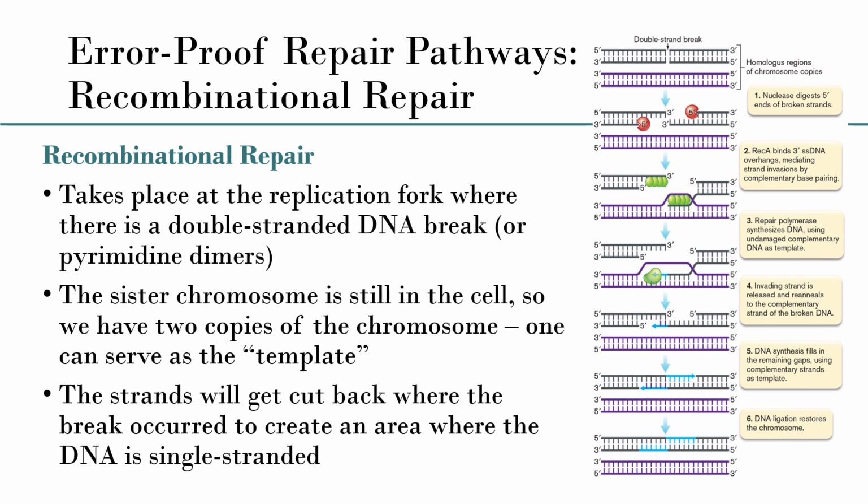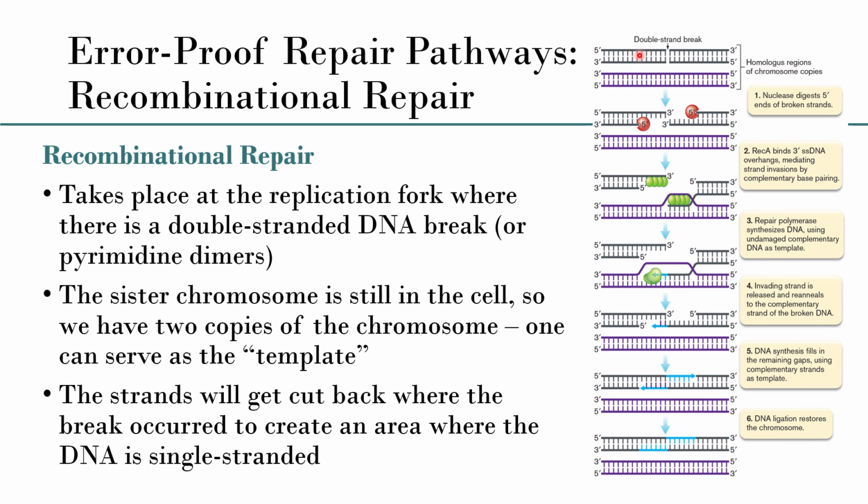Then we have the next error-proof repair pathway. I believe this is our final one, recombinational repair. So this is going to take place at the replication fork in the event of a double-stranded break. So this is all predicated on the fact that our homologous regions of the chromosome are still very close to each other. And we're going to use the one chromosome that does not have the DNA damage as a template for the chromosome that does have the DNA damage.